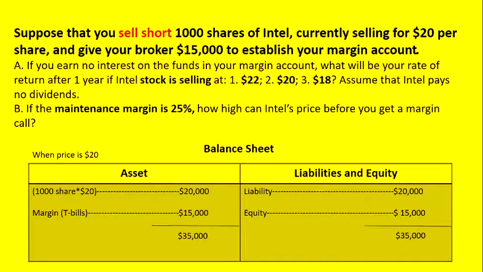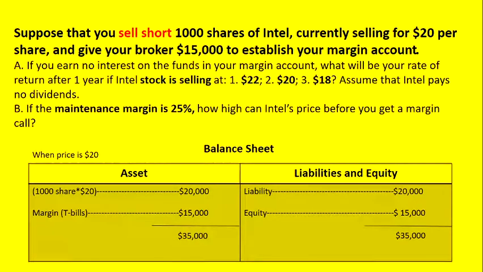Let's do this exercise. The question is: suppose that you sell short 1000 shares of Intel, currently selling for $20 per share, and give your broker $15,000 to establish your margin account. If you earn no interest on the funds in your margin account, what will be your rate of return after 1 year if Intel stock is selling at $22, $20, or $18? Assume that Intel pays no dividend.